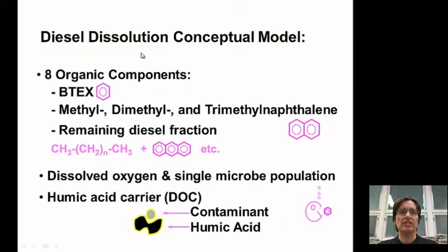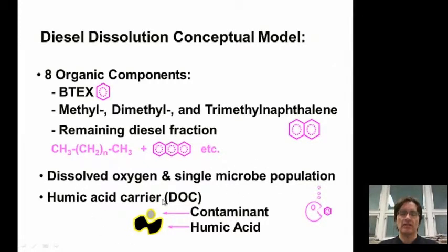So the conceptual model for this diesel dissolution experiment, we've divided our diesel fuel into 8 organic components. So we've got BTEX, that's 4 components, methyl, dimethyl, and trimethyl naphthalene, 3 more components, and then all the other components of diesel make up the 8th component, all the heavier components. And this is a common approach to lump heavier components together. They have lower solubility, and we're mostly interested in these lighter, more soluble, and more toxic compounds. Together with these 8 organics, we're simulating dissolved oxygen and a single microbial population.